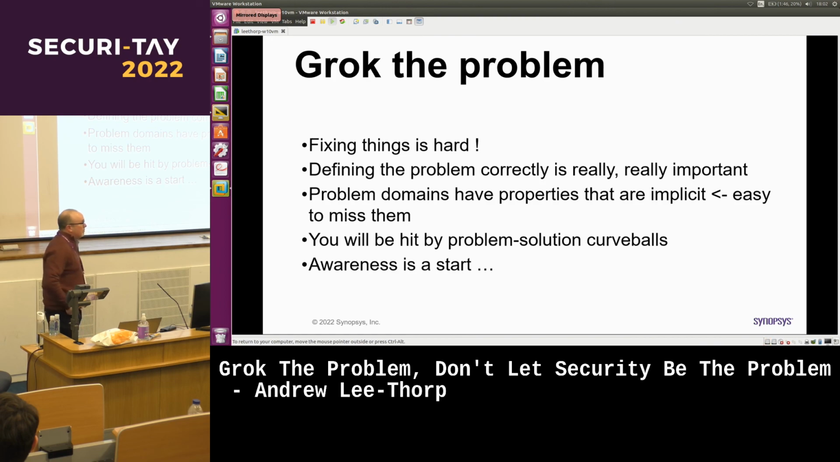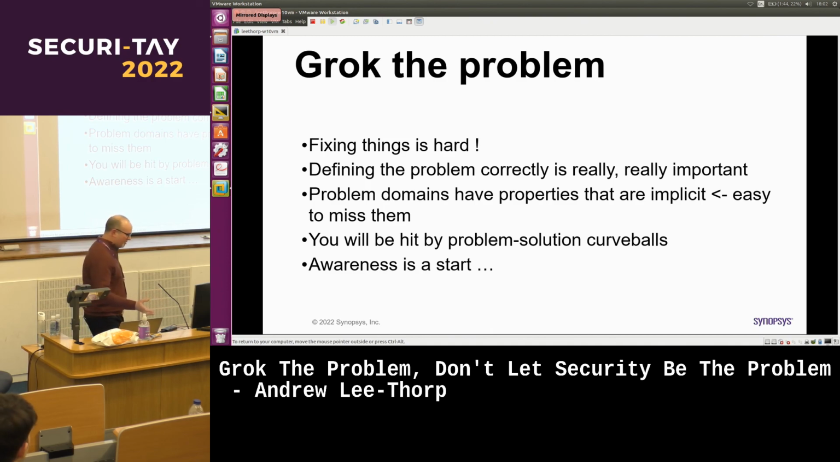So, summary. Fixing things is actually quite hard. Defining the problem correctly is really, really important. A lot of problem domains have implicit properties, like the cookie, all of these things were not sharing trust with another site. This was all implicit properties of the original architecture, and because they were implicit, you sort of forgot about it. So it's easy to miss them.